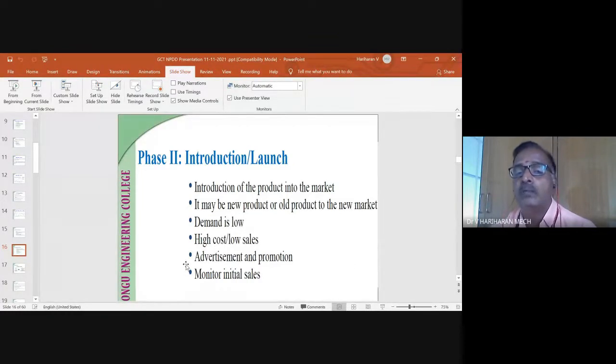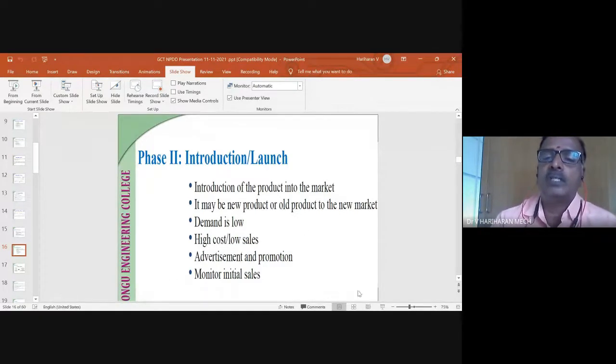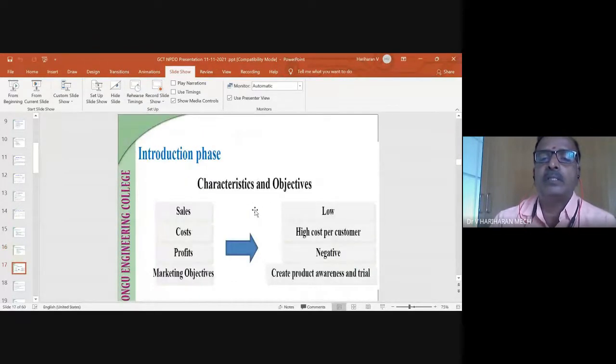Then you need advertisement and promotion. You have to promote your product during the time of introduction. Then monitor initial sales. You have to continuously monitor your marketing strategy, to see how much sale is going on during the introduction period. Once the momentum increases, in the introduction phase, sales will always be low.